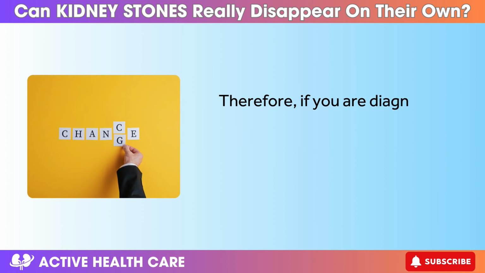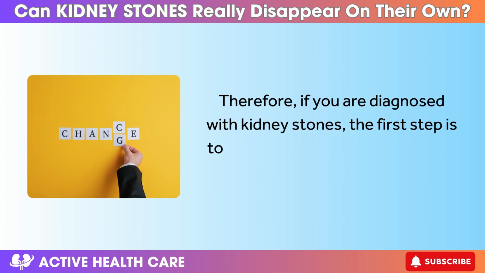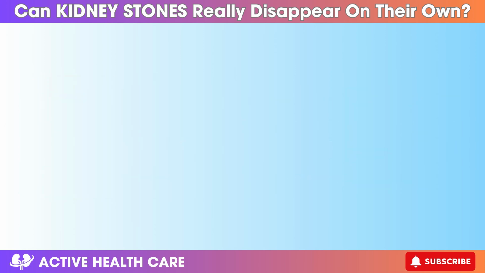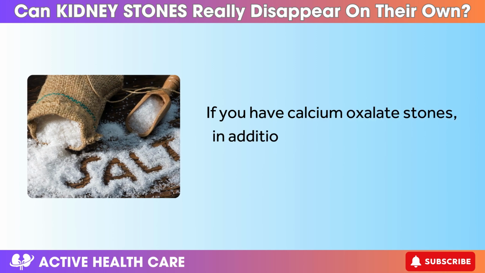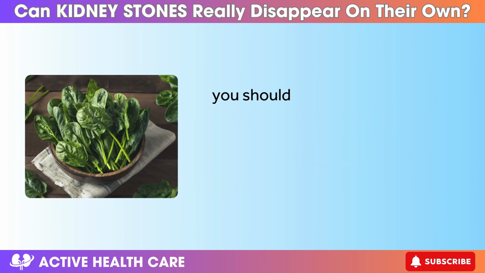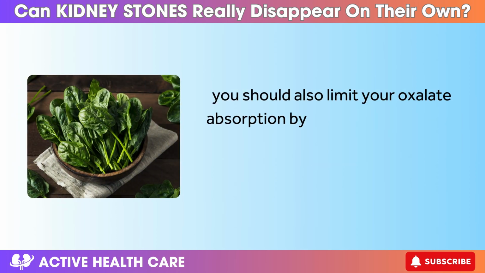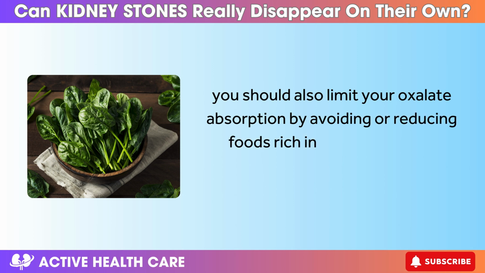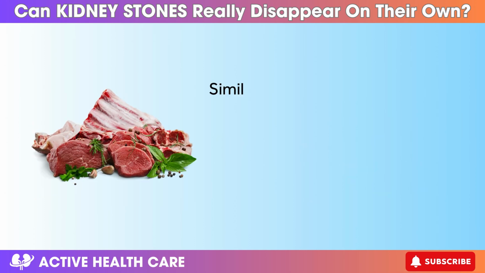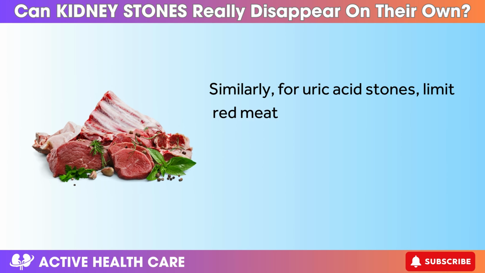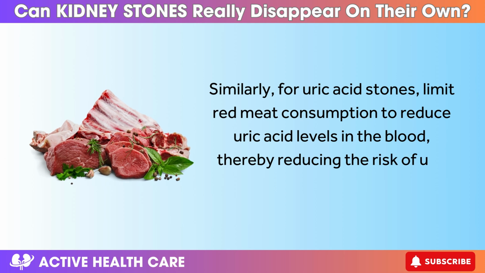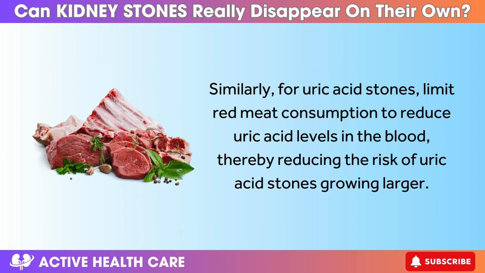Therefore, if you are diagnosed with kidney stones, the first step is to change your lifestyle to prevent the stone from growing larger. If you have calcium oxalate stones, in addition to reducing salt intake and drinking enough water, you should also limit your oxalate absorption by avoiding or reducing foods rich in oxalate, such as beans, coffee, spinach, etc. Similarly, for uric acid stones, limit red meat consumption to reduce uric acid levels in the blood, thereby reducing the risk of uric acid stones growing larger.